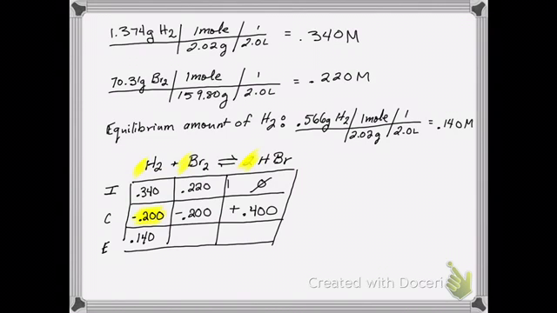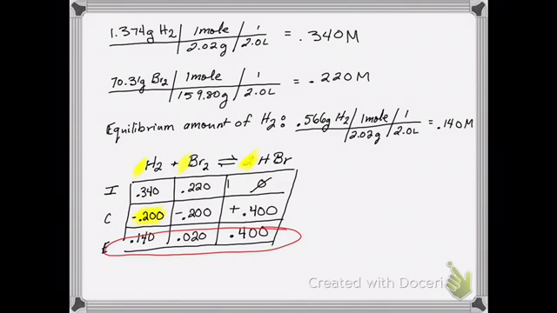Alright, let's fill in those equilibrium values. The only part left on this first one is going to be 0.020, and this last one will be positive 0.400. And remember, that is molar. So that should give you the answer to part A. Those are your equilibrium concentrations.